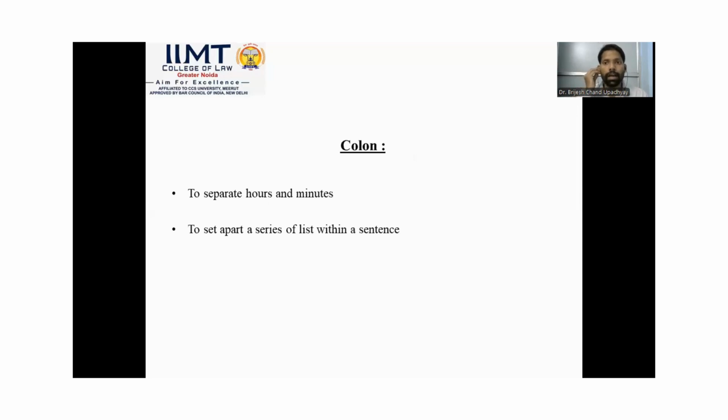Colon and semicolon. You understand by the two full stops, two points. This is colon. Semicolon is first a point and then a comma. The next slide will tell you what. So, to separate hours and minutes, yes. When you say 6 colon 5, it is 6 for hours and 5 for minutes. So when you set off hours from minutes, you need to write this colon.